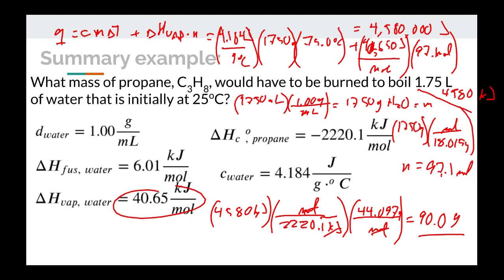So that's making use of the specific heat equation, the enthalpy of vaporization equation, and a heat of combustion to solve a more complex thermochemistry problem.